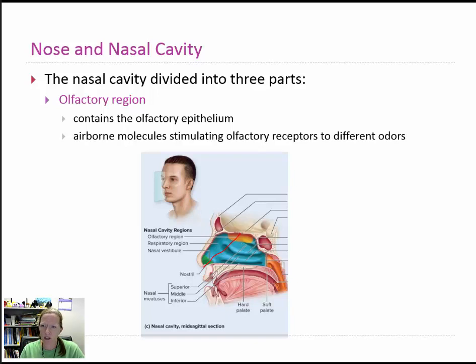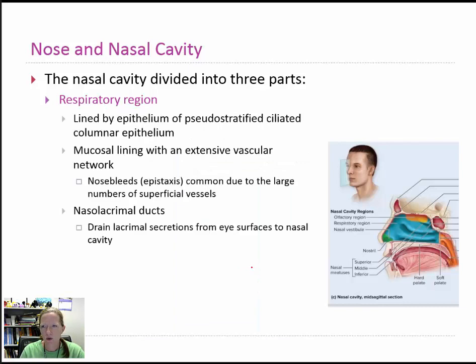And then the biggest portion right here is going to be this respiratory region. And again, pseudostratified ciliated columnar epithelium. You'll hear me say that over and over again, until, of course, later on when we get away from the anatomy and get a little bit more into physiology. But this is going to be a nice mucosa that's going to have an extensive vascular network. So lots of superficial capillaries in here. If you've ever had a nosebleed, then you know what I'm talking about. It's because of the superficial vessels that are found right underneath the epithelium.